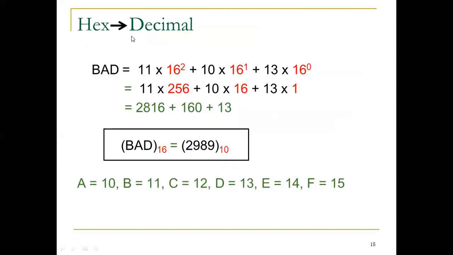Then one more example is there, that is how to convert this BAD into its equivalent decimal number. The same procedure you can apply here. So B is 11, A is 10, D is 13, and you multiply with the help of 16 raised to 0, 16 raised to 1 and 16 raised to 2. So when you solve this, this is the equivalent decimal number for this hexadecimal number. So that representation is given here for different alphanumeric numbers.